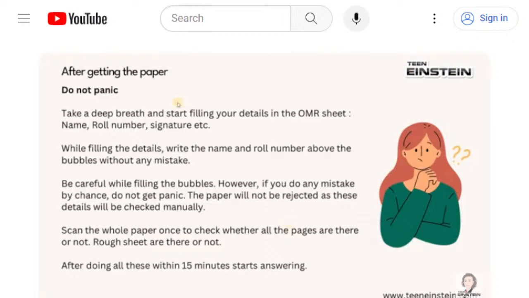Now, after getting the paper, what should you do? You should not panic, first of all. Do not panic. You have practiced well.